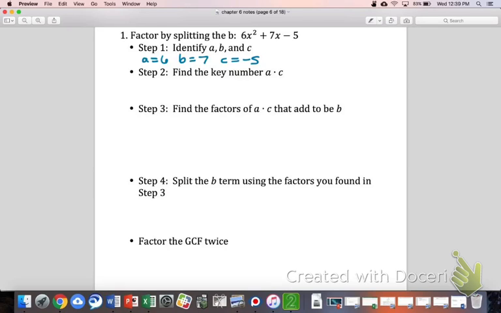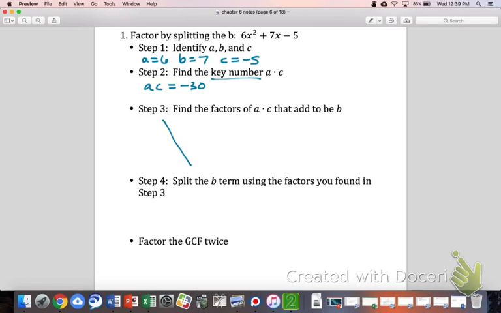The next thing we're going to do is find what I'm calling the key number. The key number is a times c. So a times c is 6 times -5, so I'd say a times c is -30. We're going to use that diamond that we did in section 6.2 to help us with this for step 3. Step 3 is find the factors of a times c that add up to be the b.